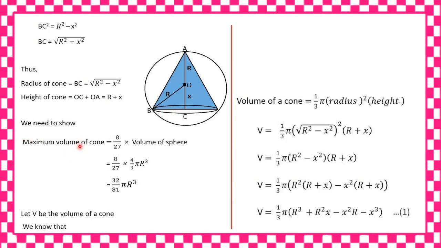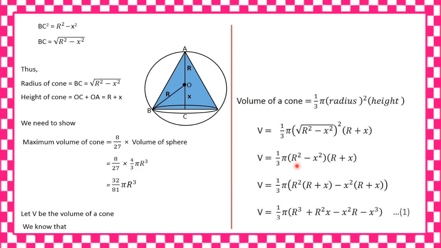Now we need to show that the maximum volume of the cone is equal to 8 by 27 into the volume of the sphere. And we are getting 32 pi R cube upon 81. Let V be the volume of the cone. So what is the volume? 1 by 3 pi r square h. Take the value of r from here and h from here, R plus x.